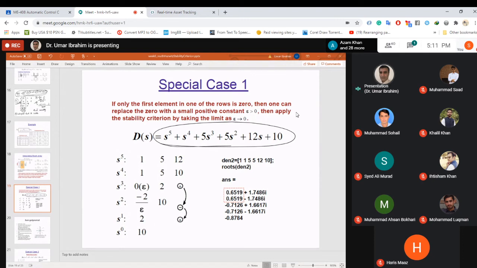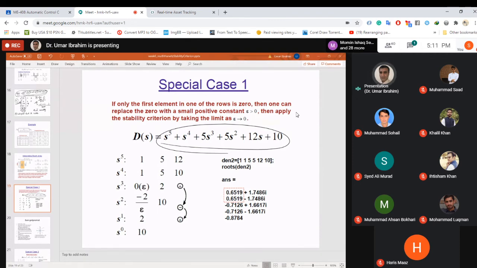In this case, you can either use Rouse stability table or Rouse stability criteria, or you can solve this polynomial for the roots of the polynomial. You can find out whether the system is stable or not, either using Rouse stability criteria or finding the roots of this characteristic polynomial numerically.